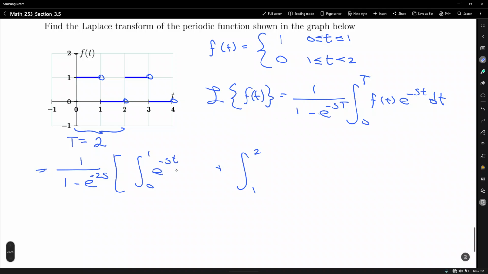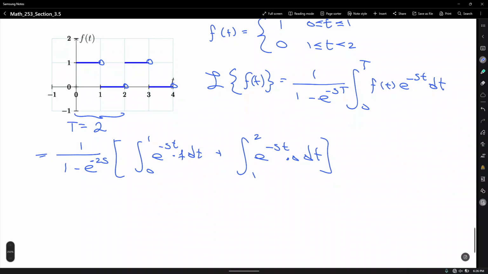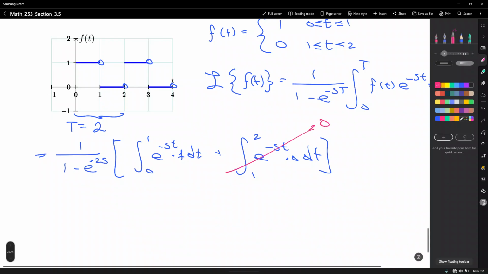E to the negative st times 1 dt, and e to the negative st times 0 dt. Would it be an improper integral? Because of the open circle. Technically, but let's leave it like this. You're right. But let's just leave it like this. So the value of this integral right here goes to 0, right? Because the integral of 0 times something is the integral of 0, so that's 0.